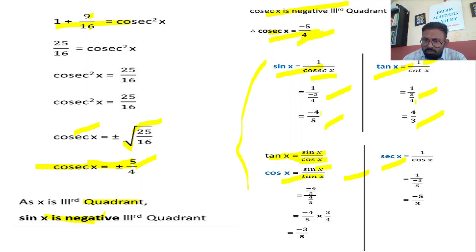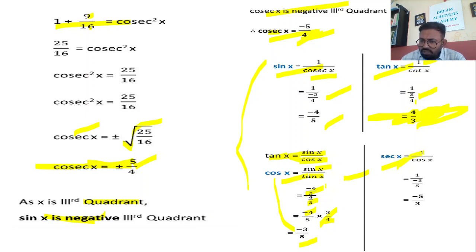Sin x value I know, minus 4 by 5. Tan x, here I found 4 by 3. So minus 4 by 5 divided by 4 by 3, the sin x value and tan x value. So I will take the reciprocal of 4 by 3 as 3 by 4. Now 4 and 4 will get cancelled. I will get the value cos x as minus 3 by 5. As it is the third quadrant, cos x is negative. So no need to worry, it is correct.